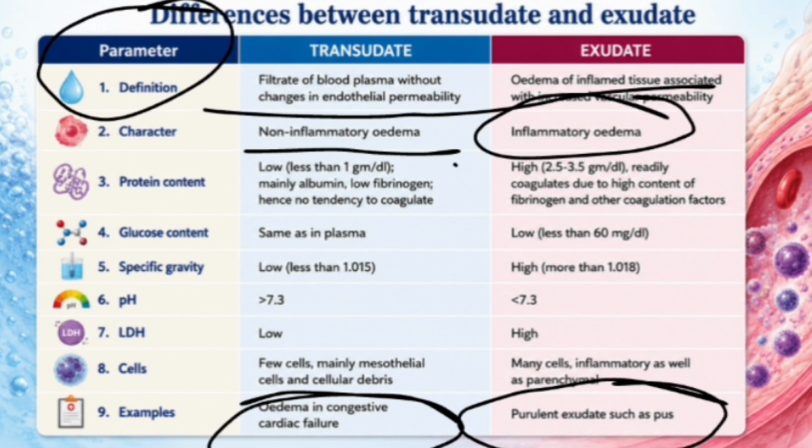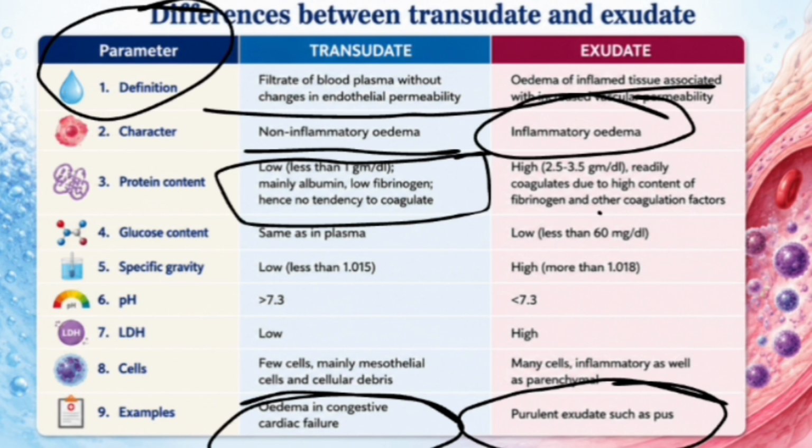The next one is, as there is less space between the cells, as the endothelial permeability has not changed in case of transudate, larger protein molecules would not be able to leak from there. So there will be low protein count in case of transudate, while in exudate there will be high protein count, as endothelial cells have moved far apart, so there is sufficient space for protein to leak out of that blood vessel. So the exudate would be having a high amount of proteins.